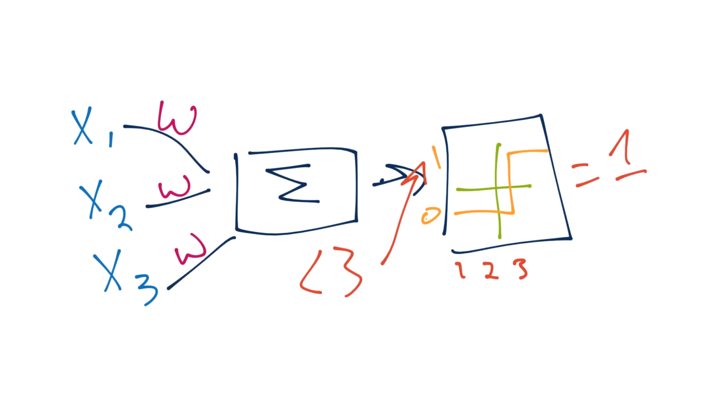But today we tend to use more of a sigmoid activation function. So it's not going to be a 0 or 1. It's going to be some sort of value between 0 and 1. So instead, we might actually return like a 0.79 or something like that.